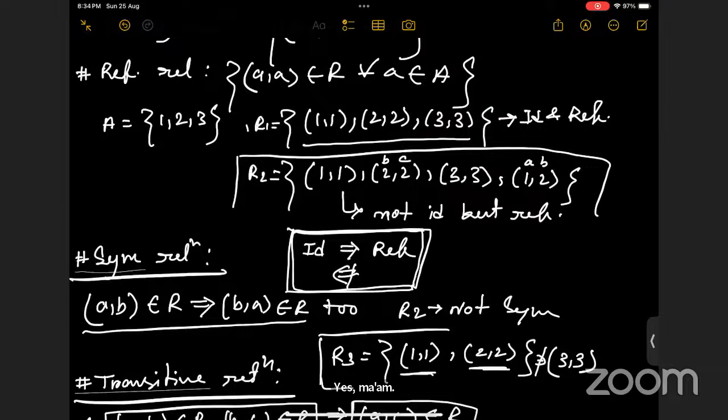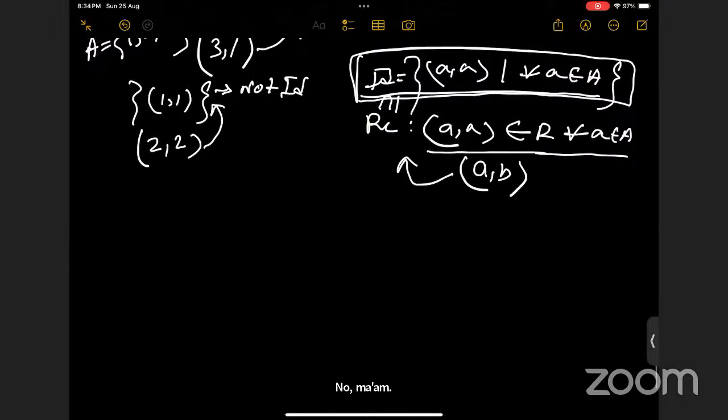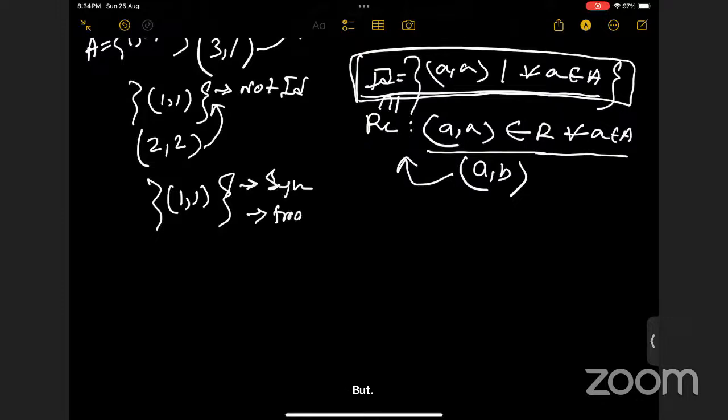So any other doubt? No, ma'am. Just I want to confirm, if just only (1,1), is it symmetric and transitive? Just only (1,1), right? Yes. So it will be symmetric. It will be transitive. Yes, thank you, ma'am. So any other doubt? Any other queries?